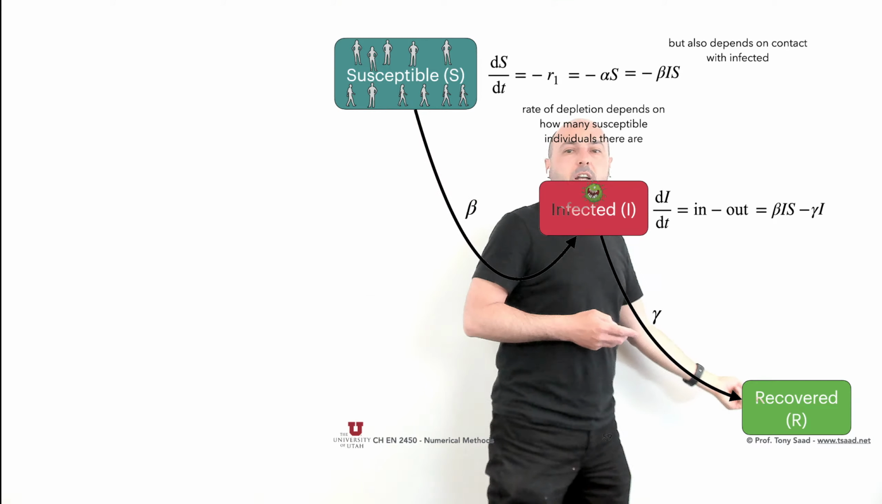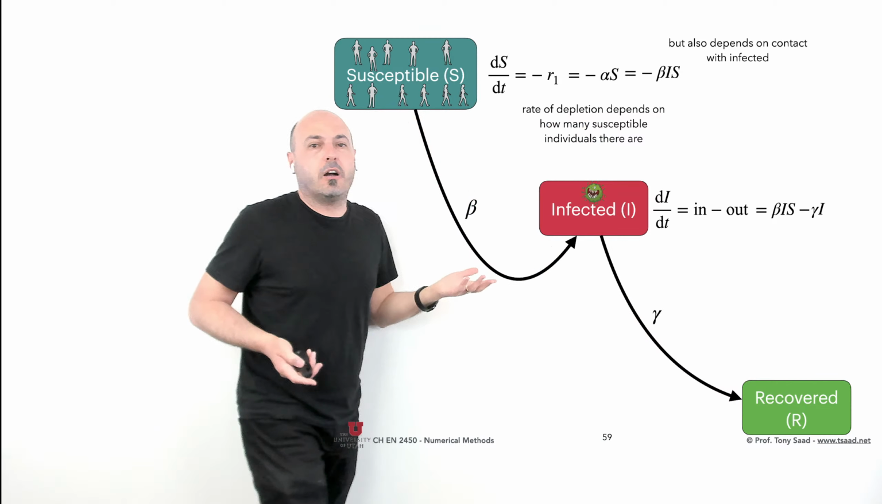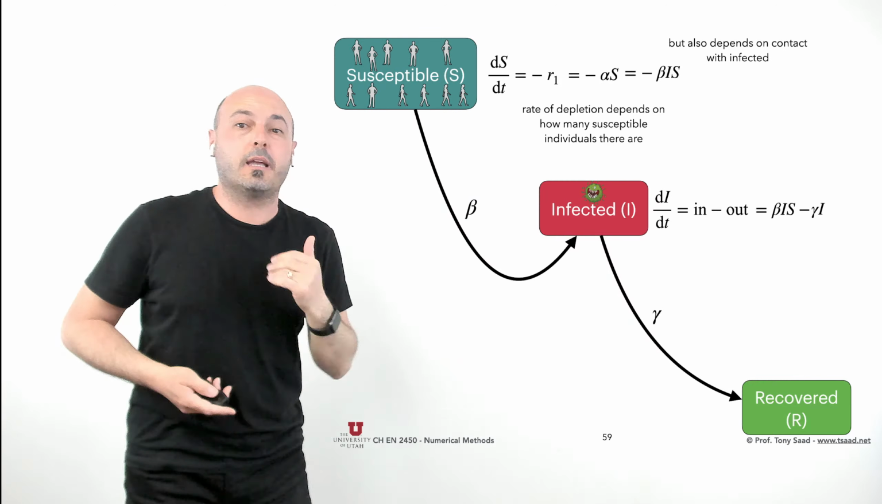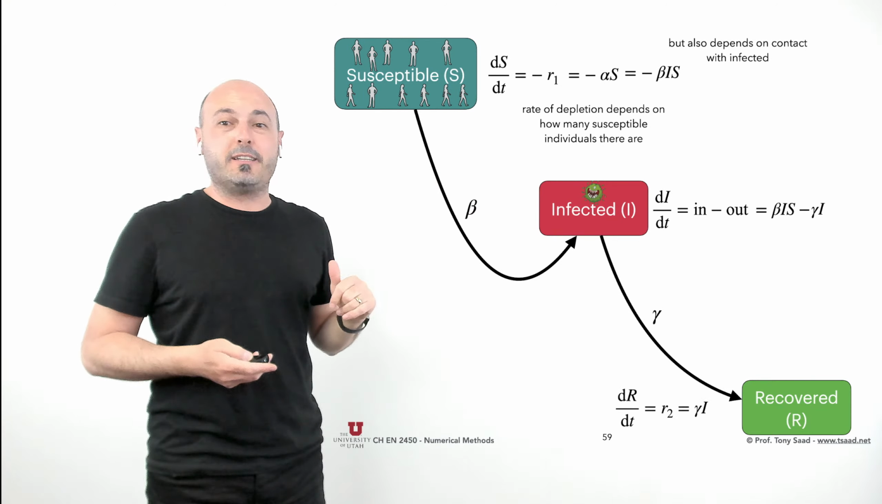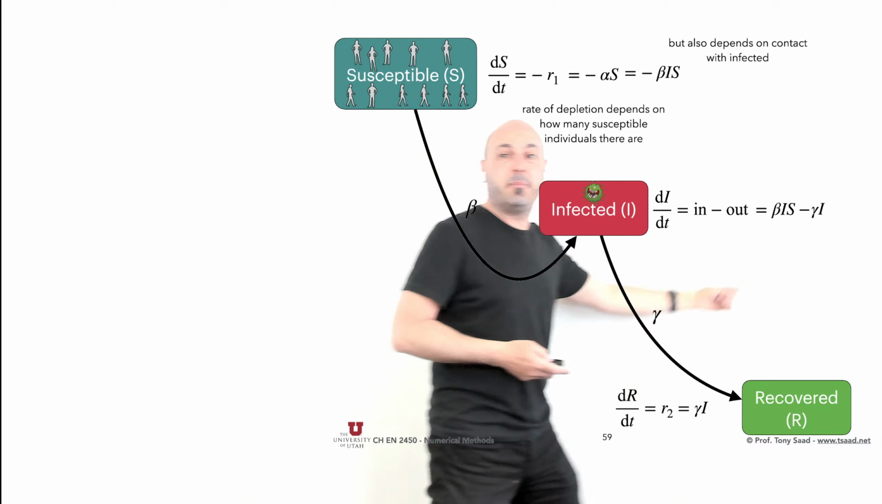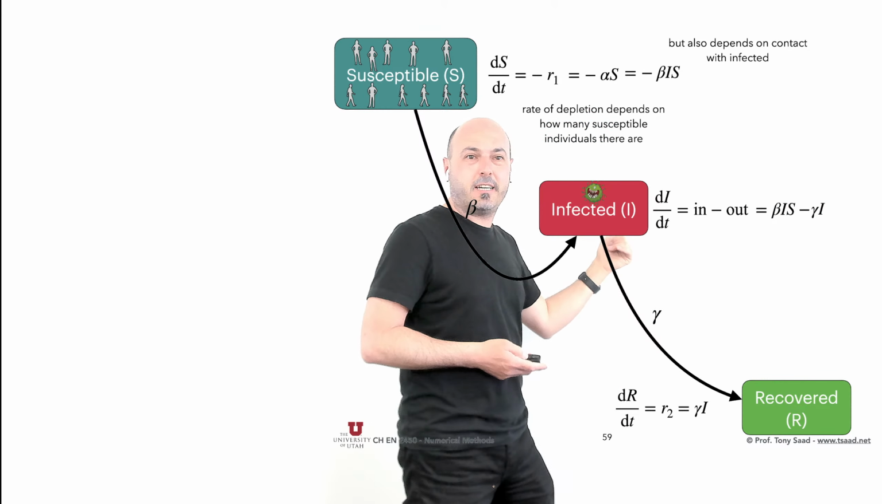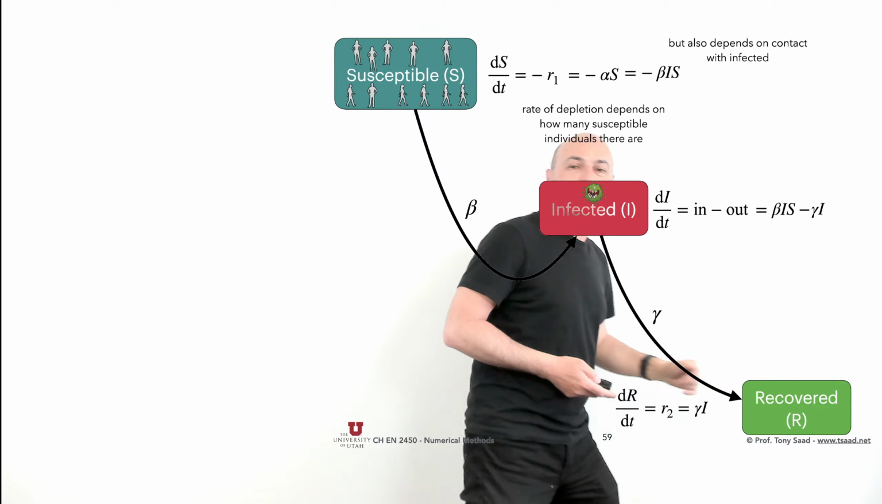Now, finally, we have the recovered. What do we got for recovered? There's no leaving recovered, only people coming into recovered. So dR/dt, d recovered by dt, is simply gamma I. So minus gamma I are leaving the infected, but gamma I are going into the recovered.